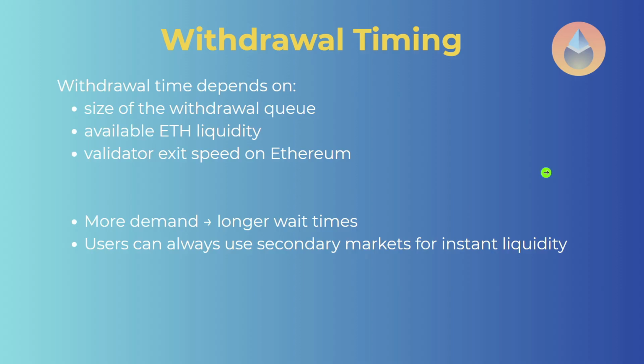Let's talk about withdrawal timing. Withdrawal time depends on the size of the withdrawal queue, the available ETH liquidity, and the validator exit speed on Ethereum. More demand means longer wait times, so users can always use secondary markets for instant liquidity.